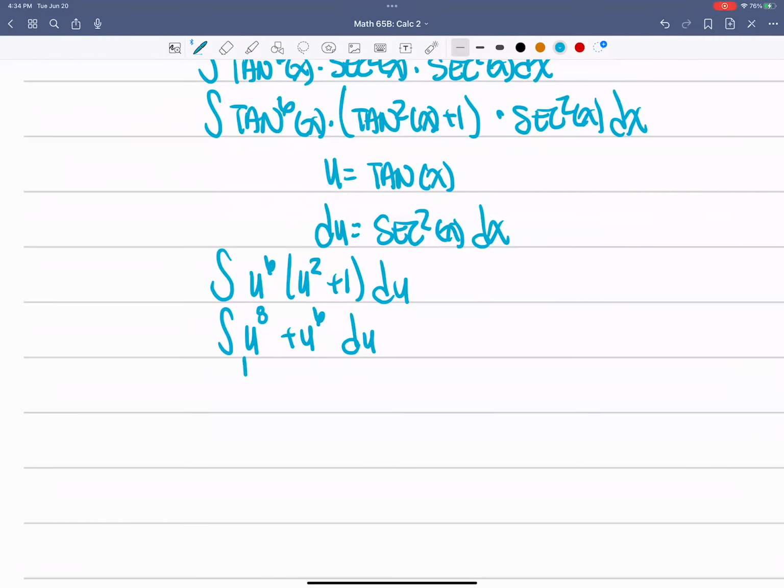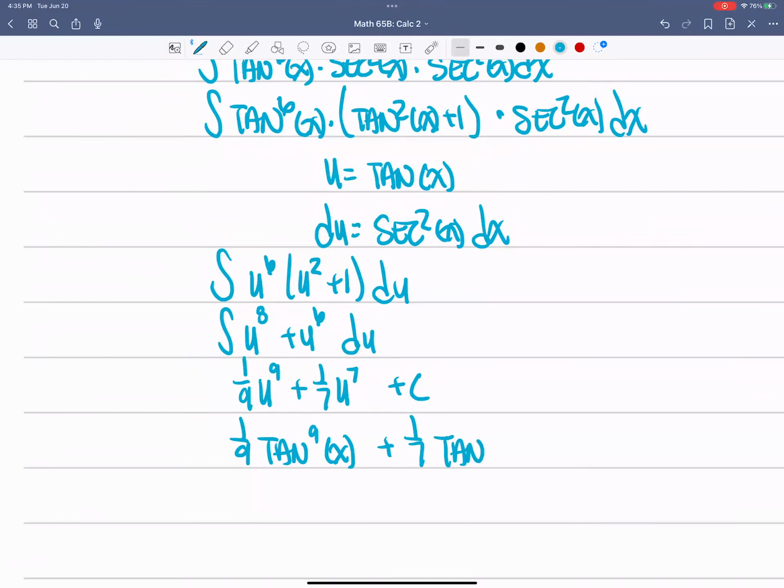Now we can integrate: 1 over 9 u to the power 9 plus 1 over 7 u to the power 7 plus c. We weren't in terms of u, so let's substitute our u back in here. I don't like the way I wrote that. 1 over 9 tan to the power 9 x, there we go, much better, plus 1 over 7 tan to the power 7 x plus c. And there we go. That is it.